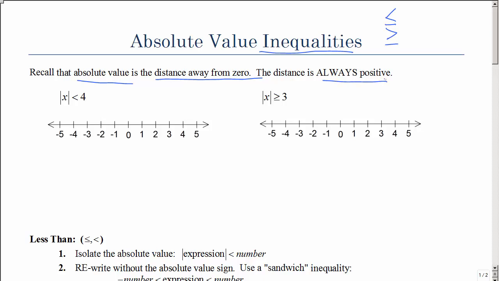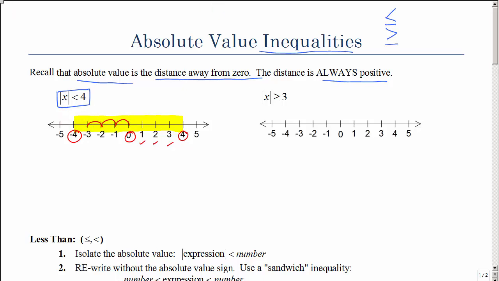it's always positive. So here we are asked to find all the numbers x where their distance is less than 4 on the number line. So here's 4, here's 0, so less would be 3, 2, 1, and everything in between. So all of those numbers would have a distance that's less than 4 on the number line. But what about negative 4? This distance is 1, this distance is 2, that distance is 3.